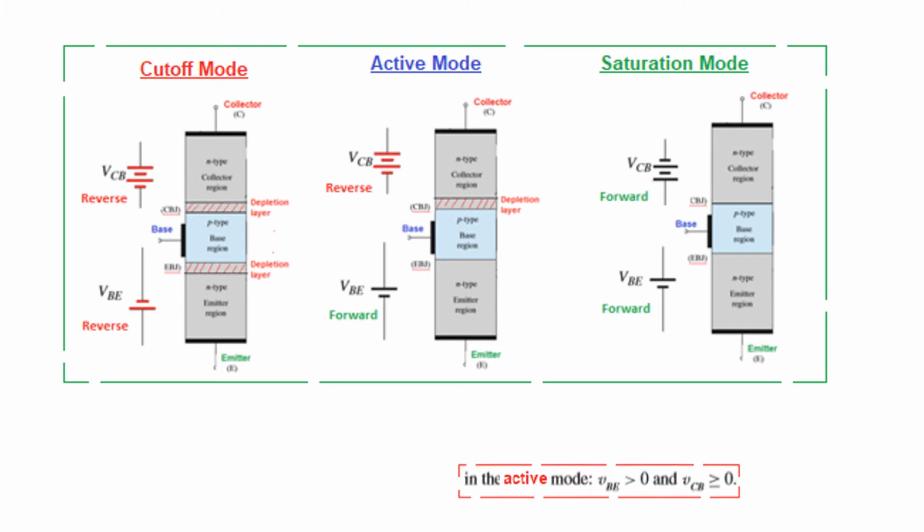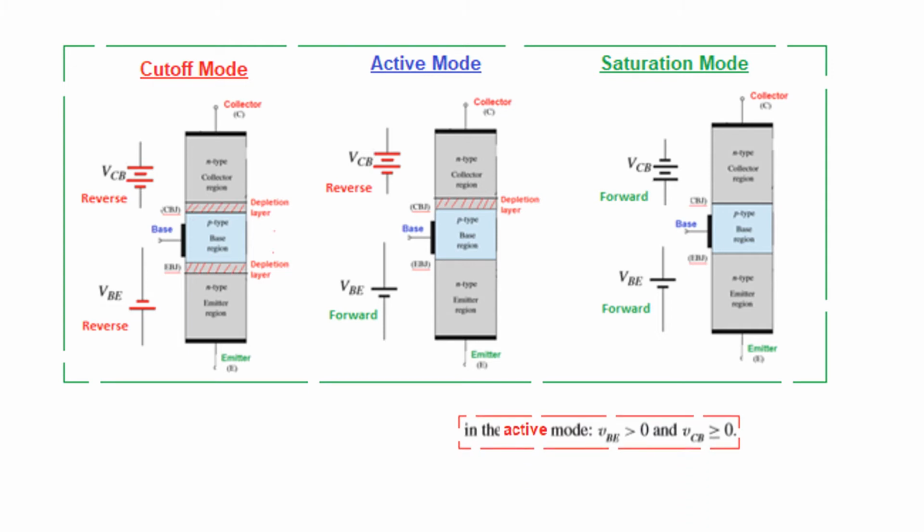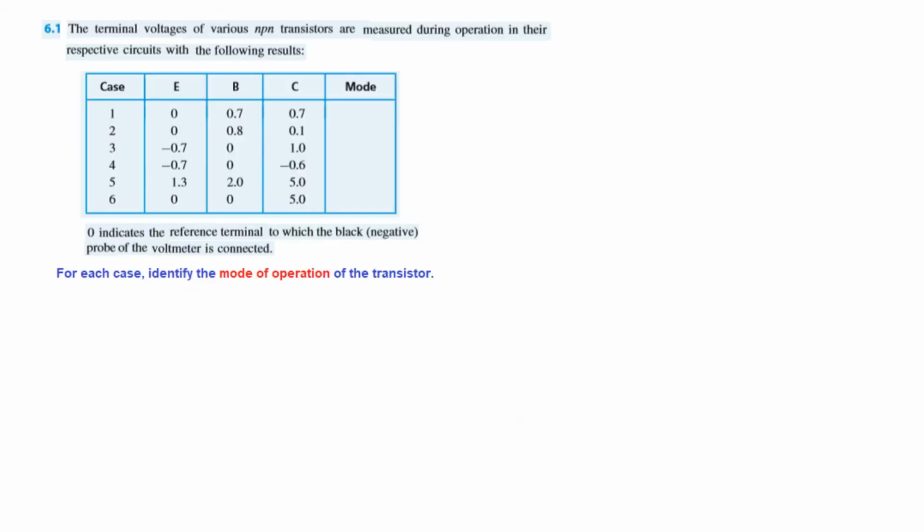Now let's solve the question. So note here, for active mode, VBE has to be forward biased, or greater than 0, and VCB could be greater than 0, or it could be equal to 0. So even if this is 0, it will still be in the active mode.